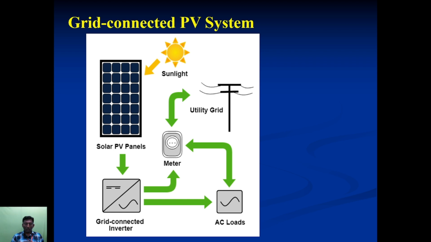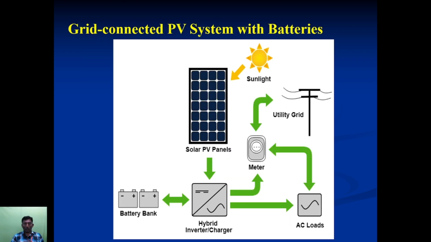Okay, now the same thing with the battery package: a grid connected solar PV system with batteries. Here we also have the same two principles. The first one: the solar PV panel is here, the sunlight strikes on the panel, it generates DC, and that DC is converted into AC and applied to the AC load. This is one way of communication: sunlight, solar PV, DC to AC, AC to AC load.